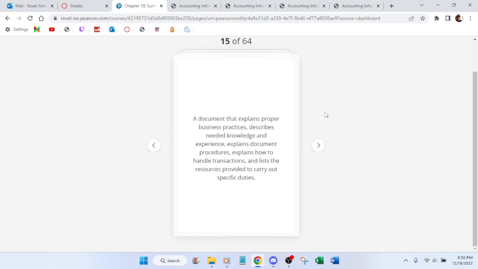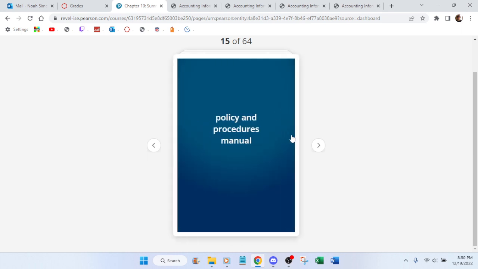A document that explains proper business practices, describes needed knowledge and experience, explains document procedures, explains how to handle transactions, and lists the resources provided to carry out specific duties. Policy and procedures manual.